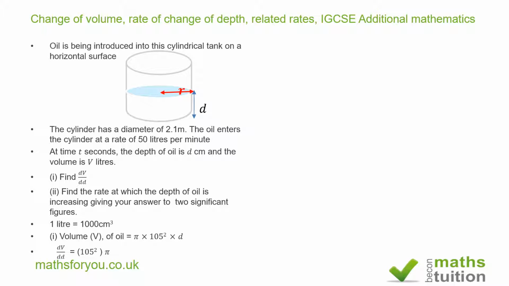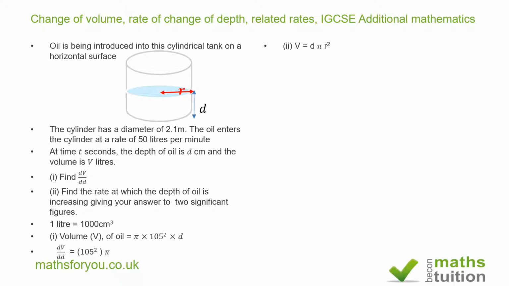Now, you can leave your answer at that because that would be an accurate answer, or you can work it out if you wish. But that's fine, that answer is okay. Now that's part 1. For part 2, we want to find the rate at which the depth of oil changes with time. So start again with the formula V equals D times pi times R squared.